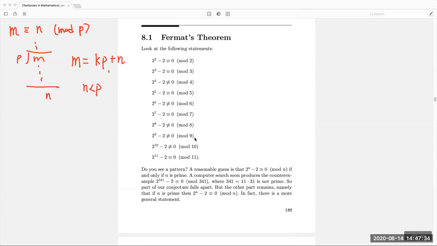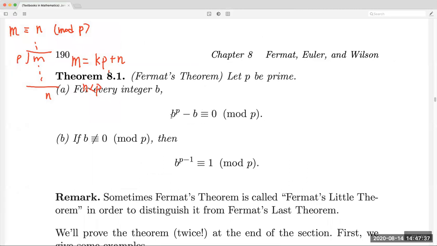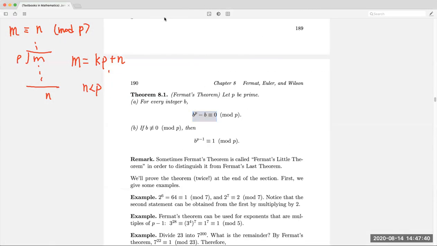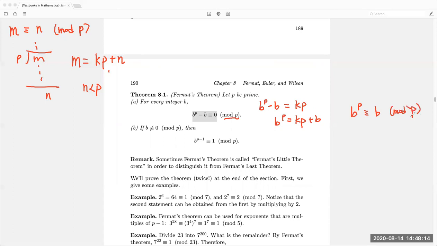So that's why I say you can rewrite this statement. B to the power P minus B is divisible by P, which means the remainder is 0. That means you can write it as K times P. So B to the power P can be written as K times P plus B. In other words, if B to the power P is divided by P, then the remainder is B. That's why I say these two statements are equivalent.